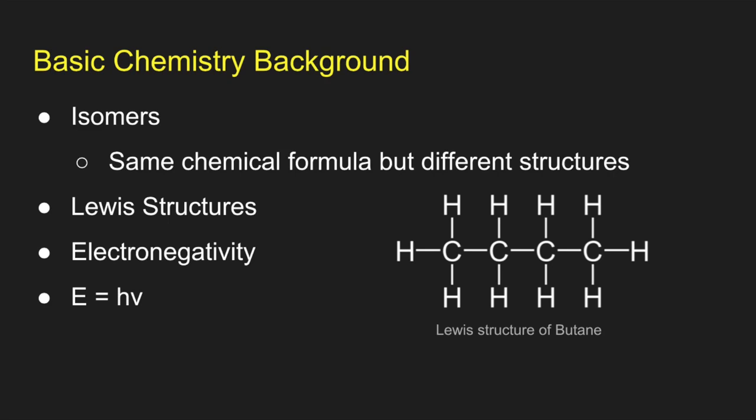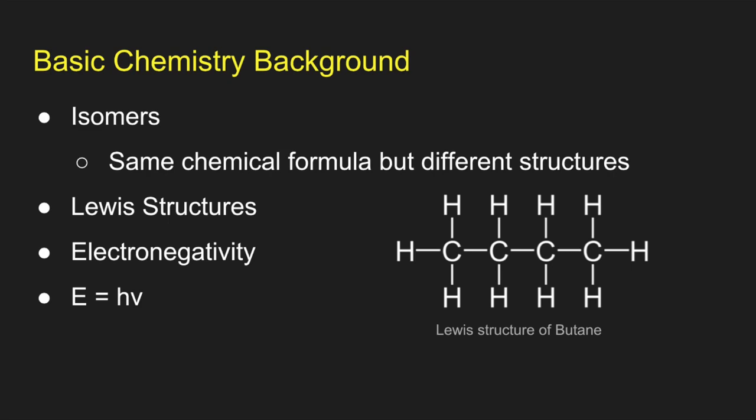A lot of the concepts that have been discussed in class are actually very useful in understanding NMR. Isomers, as previously stated, are molecules that have the same chemical formula, but have different structures. Understanding the structure of different molecules is important because NMR spectroscopy is used to determine the structures of these molecules.